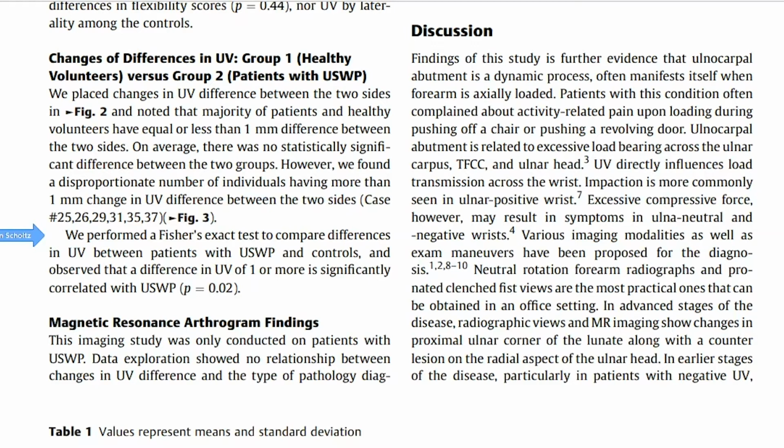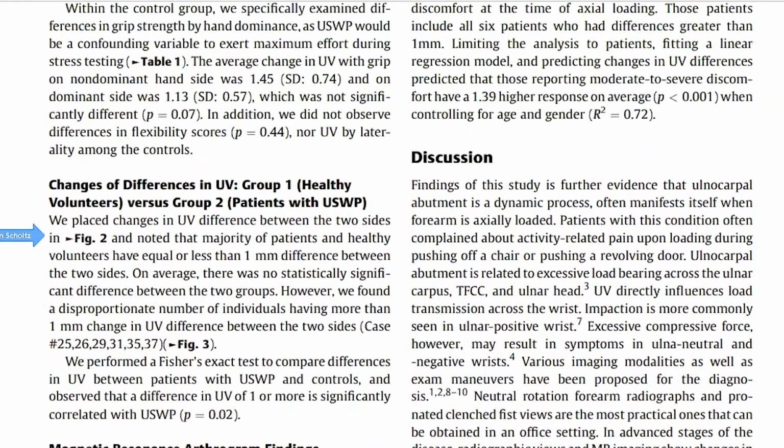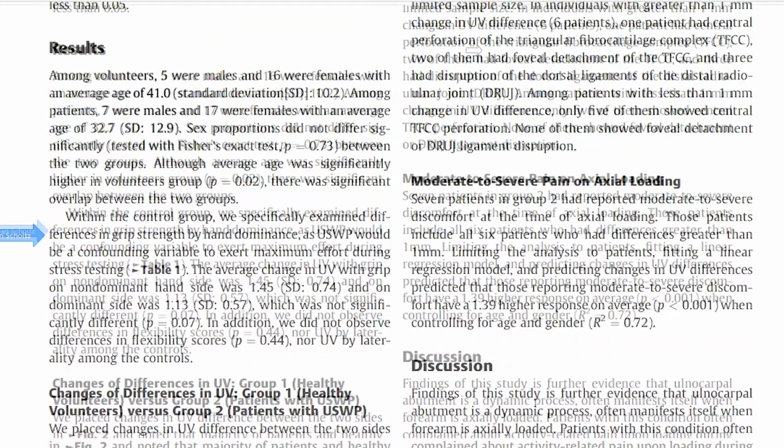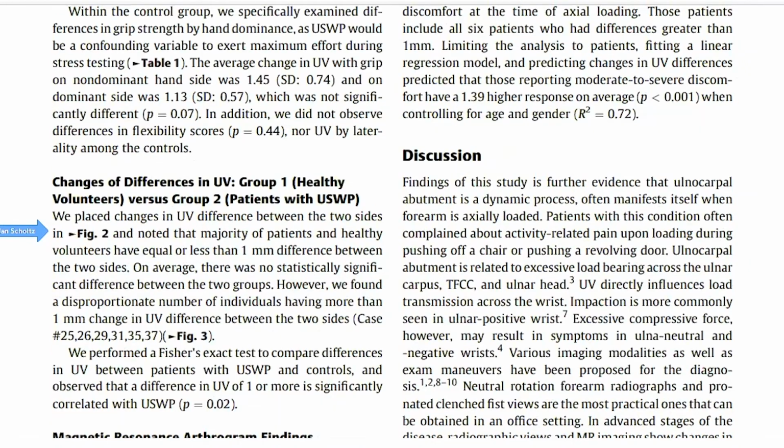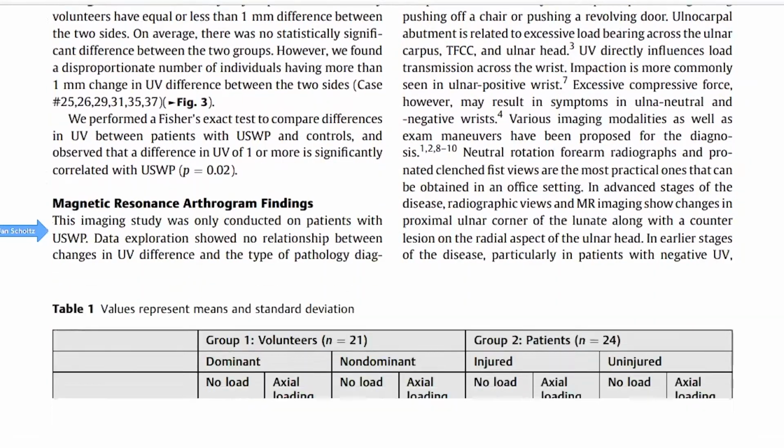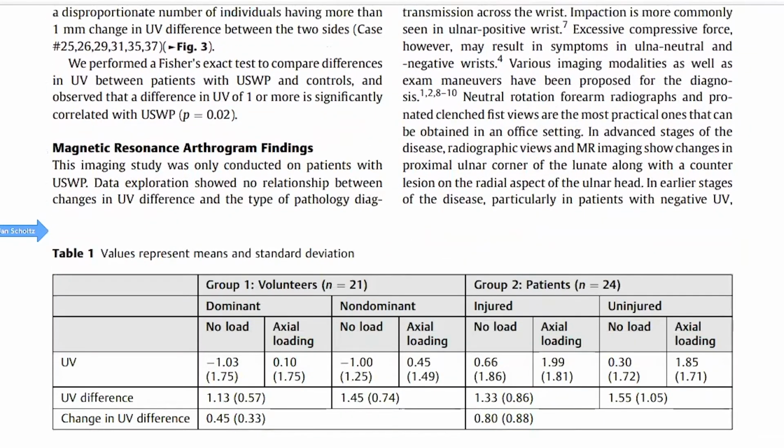In the other group, that wasn't the case. So on the MRIs, down off of the results on the left, down the bottom. Okay, the imaging study was also conducted on patients with ulnar-sided wrist pain. No relationships between ulnar variance and the type of pathology. This gets a little tricky.